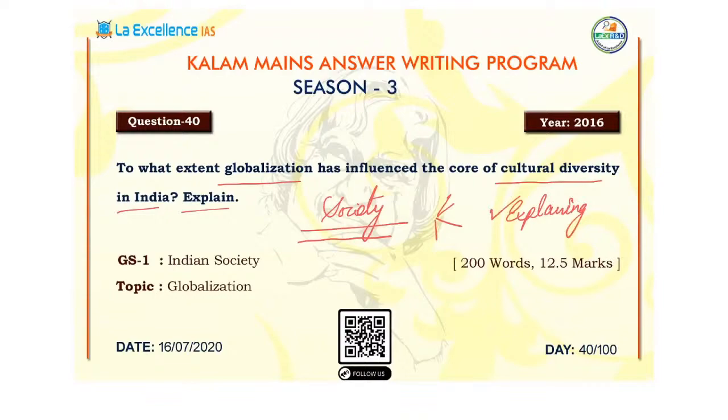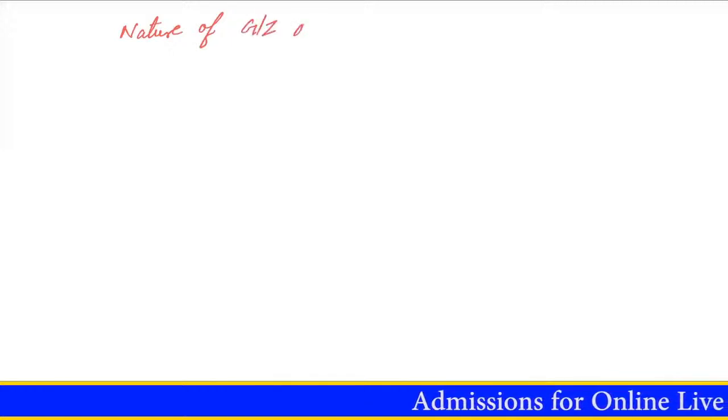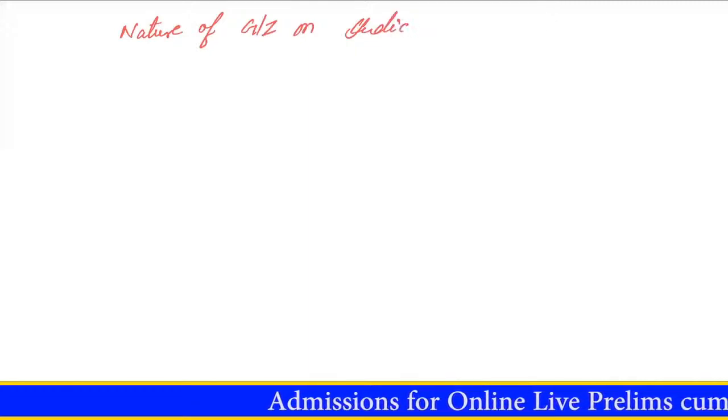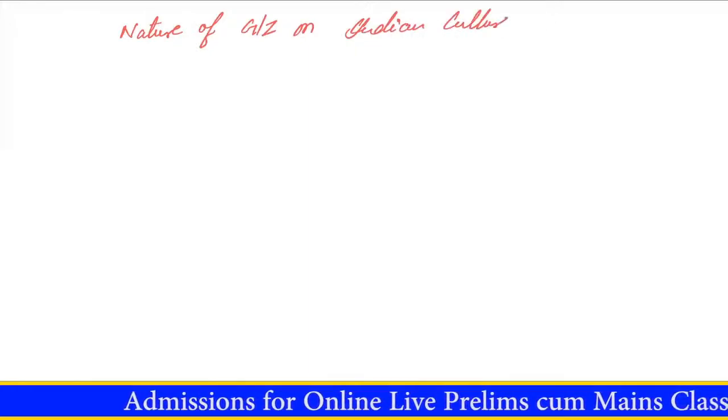So the question is about globalization. What are the keywords? The keywords are globalization and cultural diversity. This question is asking us to explain the impact of globalization on the cultural diversity in India, and this must be explained once again through various examples and through a broad conceptual framework. Let us first see what is the nature of globalization, what is the nature of globalization's impact on Indian culture. Here you must keep in mind some key things.